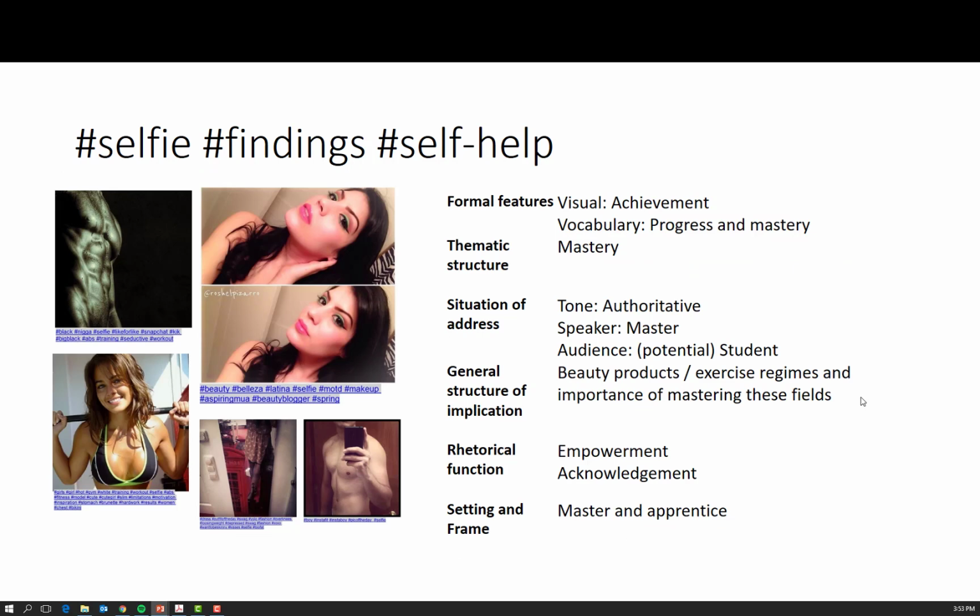We then have the self-help selfies. These were quite similar to the propaganda ones, but instead they were taking a tone of, I'm an expert and I have something to teach you. So they were trying to build an audience, but it was building an audience through offering some sort of knowledge exchange and success.